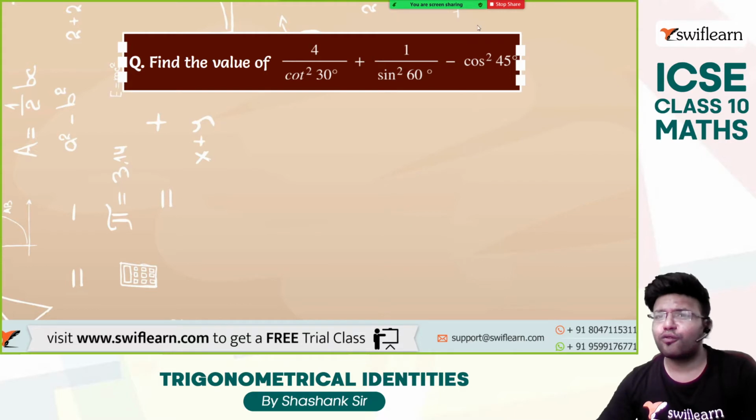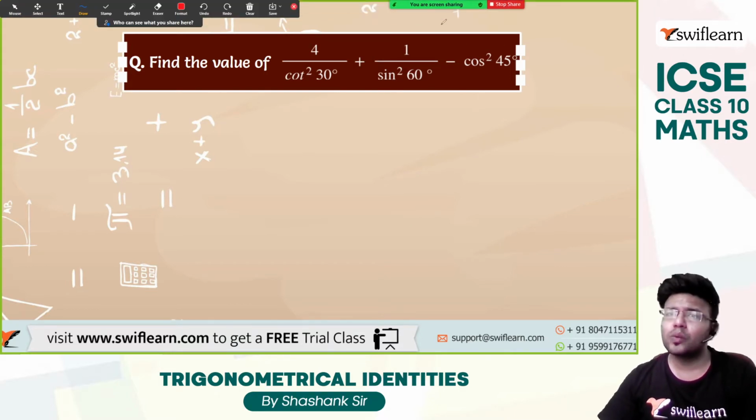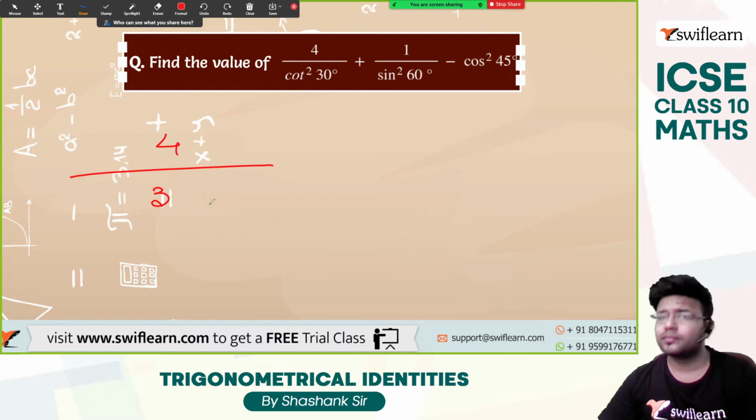Find the value of 4 by cot square 30 degree plus 1 by sin square 60 degree minus cos square 45. How much is tan 30? Tan 30 is 1 by square root 3. So cot 30 is square root 3. Square of square root 3 is 3. Plus sine 60. Sine 60 is root 3 by 2. So square of that is 3 by 4.